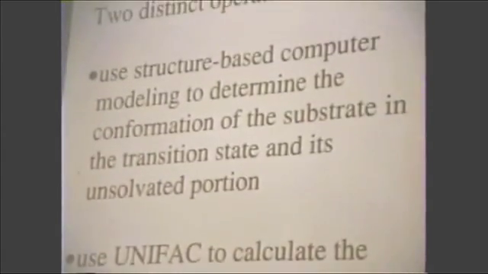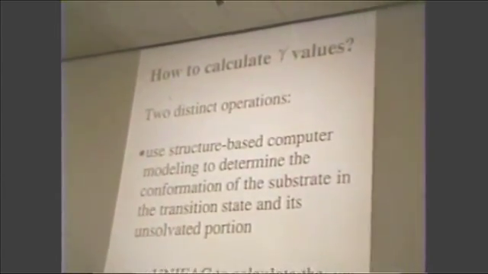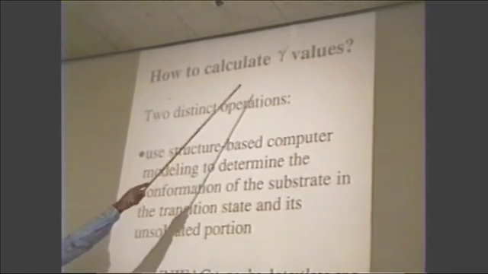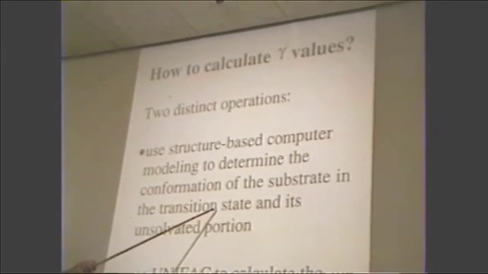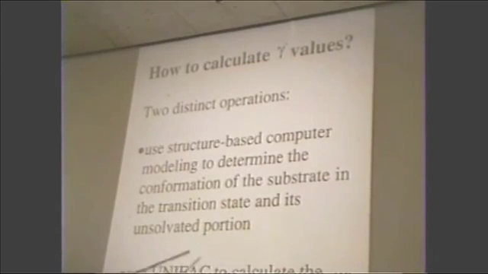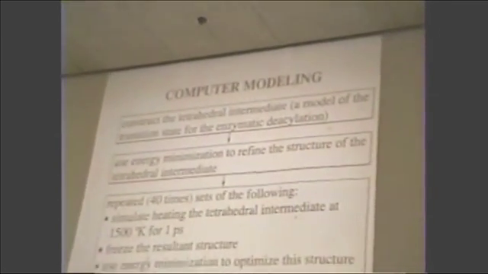So we developed a strategy for calculating, not measuring it experimentally, but calculating the gamma prime values. And our strategy consists of two parts. In the first part, we use structure-based computer modeling to determine the conformation of the substrate in the transition state, and then calculate its unsolvated portion. You will see how we do that, okay? Now, let me show you what the rationale for this computer modeling approach here is.